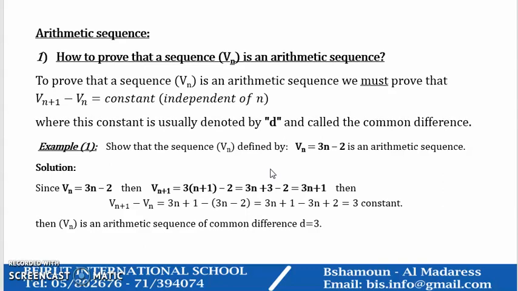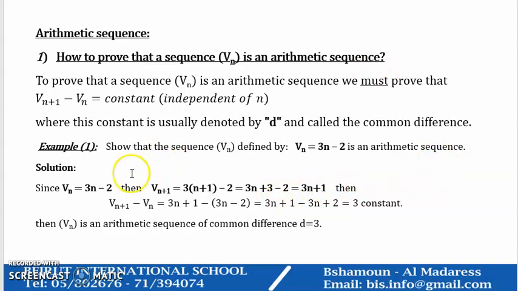As an example, if we have the sequence Vn = 3n - 2, and they ask us to show that this sequence is an arithmetic sequence, what am I going to do? We notice that to prove a sequence is arithmetic, we need to determine Vn+1 - Vn, but they gave us only Vn. So I'm going to replace n by n+1. So Vn+1 will be 3(n+1) - 2, which gives us 3n + 1. Now I have Vn and I have Vn+1.